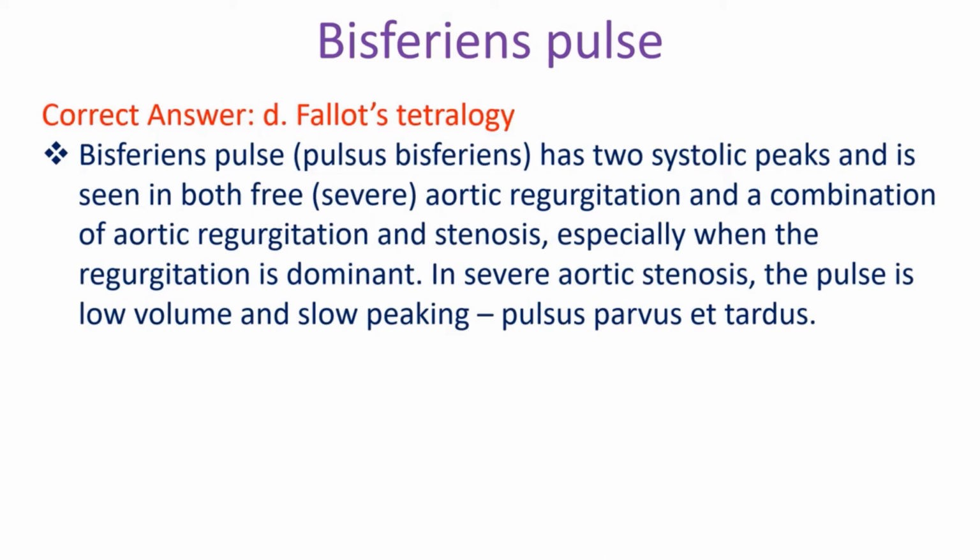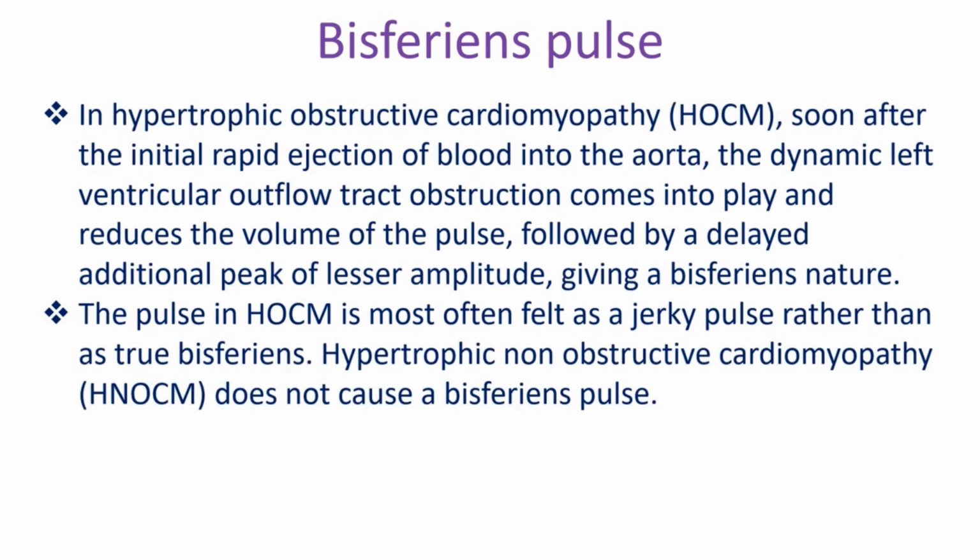Tetralogy of Fallot. Bisferiens pulse has two systolic peaks and is seen in both free aortic regurgitation and a combination of aortic regurgitation and stenosis, especially when the regurgitation is dominant. In severe aortic stenosis, the pulse is low volume and slow peaking, pulsus parvus et tardus.